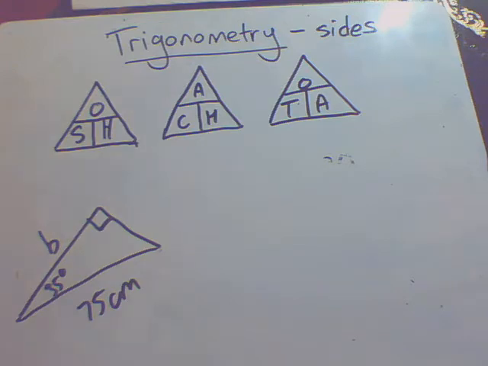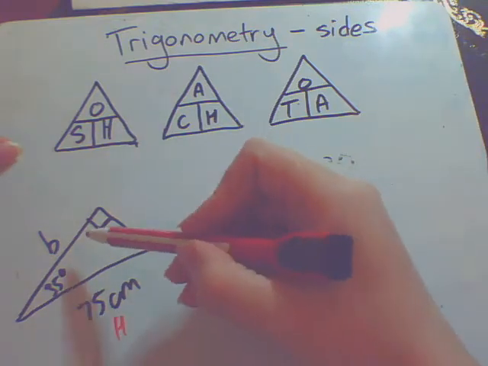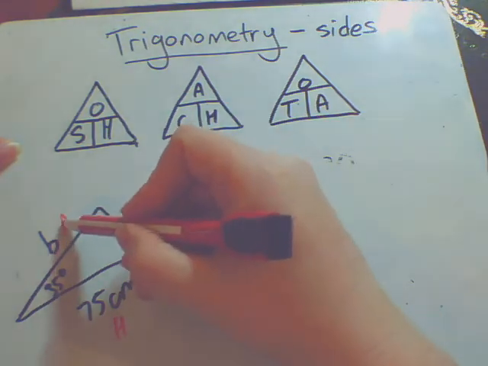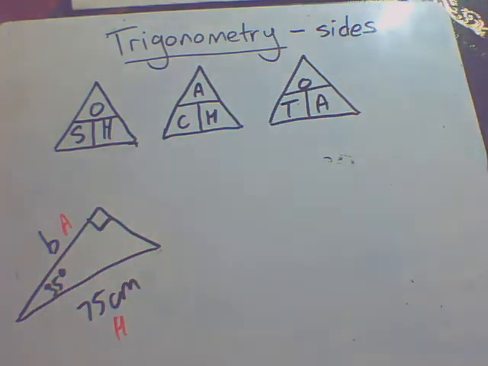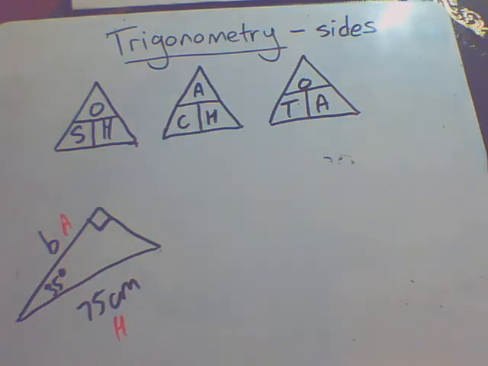Okay, let's have a look at a second example then. So in this triangle here, I need to identify my sides. I have the hypotenuse as the longest side, it is directly across from the right angle, and I have the adjacent side. I'm going to look at my triangles and see which one has the A and the H, and that would be the cos triangle this time.